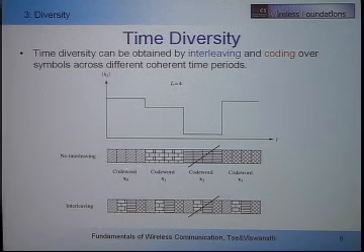So think about this example. I do coding like this. I have one code word. I send this code word over the air. The receiver decodes. I send another code word, another code word, another code word. So this is coding. Does it give me diversity? No. Because these code words all sit within one coherence time.